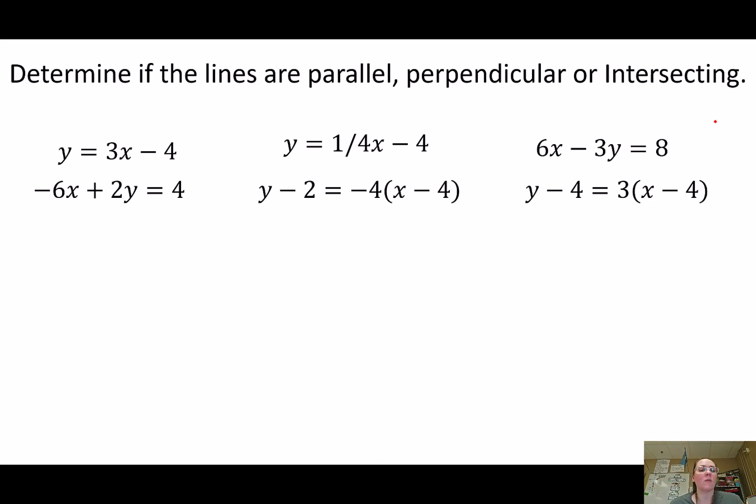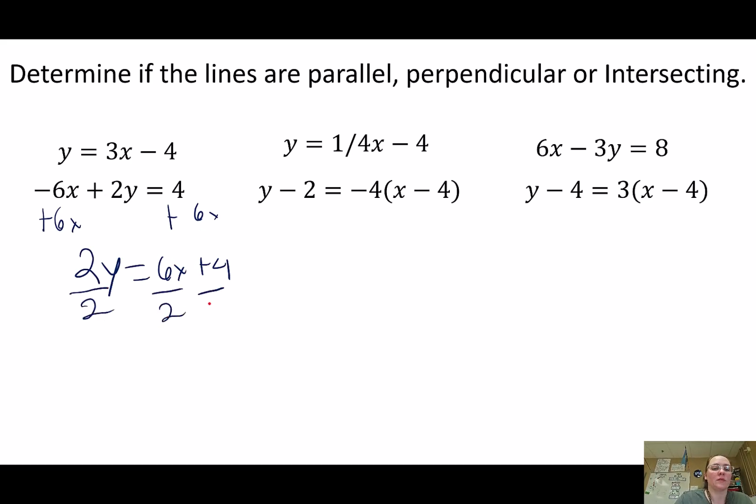Okay, I've got y equals 3x minus 4 and -6x plus 2y equals 4. So first thing I want to do is put that second equation into slope-intercept form just to make it easier. We either want slope-intercept or point-slope form. Since the second one is in standard, we need to rearrange that. So first thing I do, add 6x. I get 2y is equal to 6x plus 4. Divide everything by 2. And I get y is equal to 3x plus 2.